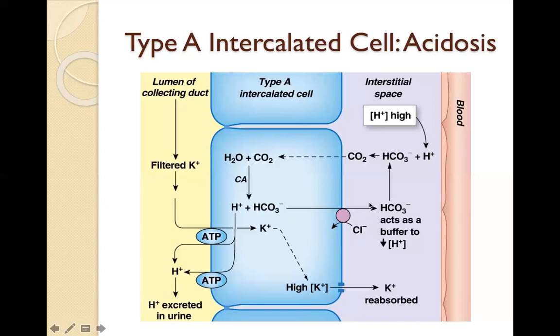That bicarb is going to be used to buffer more hydrogen ions, and the cycle will continue until you reach equilibrium. This potassium is going to be reabsorbed. So people who have a state of acidosis often have a high level of potassium in their blood. And that high level of potassium we know can be dangerous, as we learned when we talked about aldosterone receptor blockers.